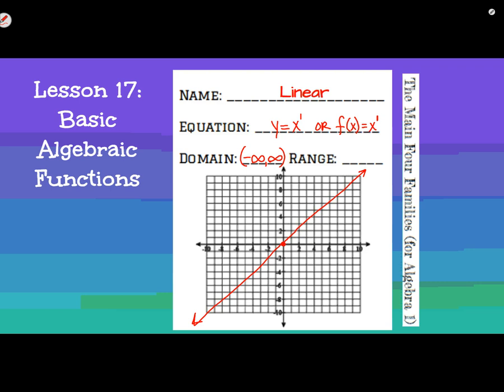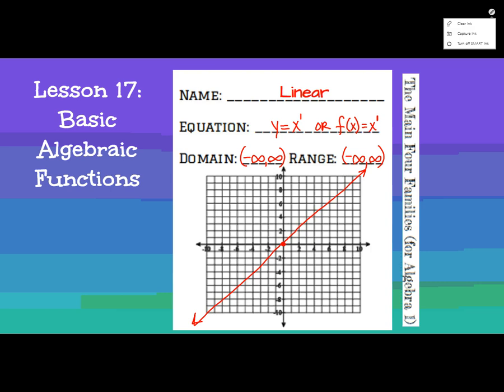The range, how far down this family goes, is negative infinity. How far up this line goes, it goes up to positive infinity, and that's true for every linear function. They have the same domain, the same range. As soon as you cut it, you stop it, you make it do something different, then it's no longer in the linear family.